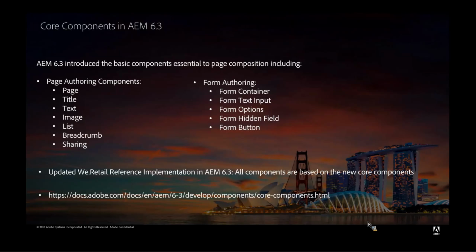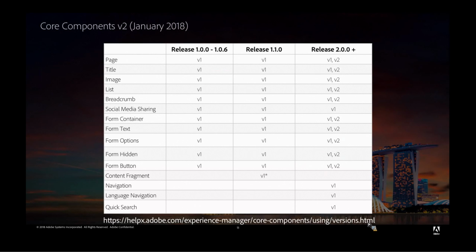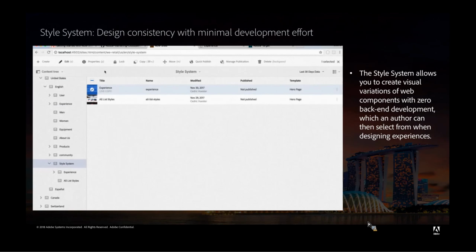That was last year, and those are some of the components that we rewrote and made available. In version 2, you'll see that we extended the list of pieces. So content fragments, navigation, the language navigation, and the quick search are pieces that we added here. And you see that we updated them and made them available as version 1, version 2. So moving forward, there will be more versions, and it will be so much easier for you to make upgrades from one AEM version to the next.